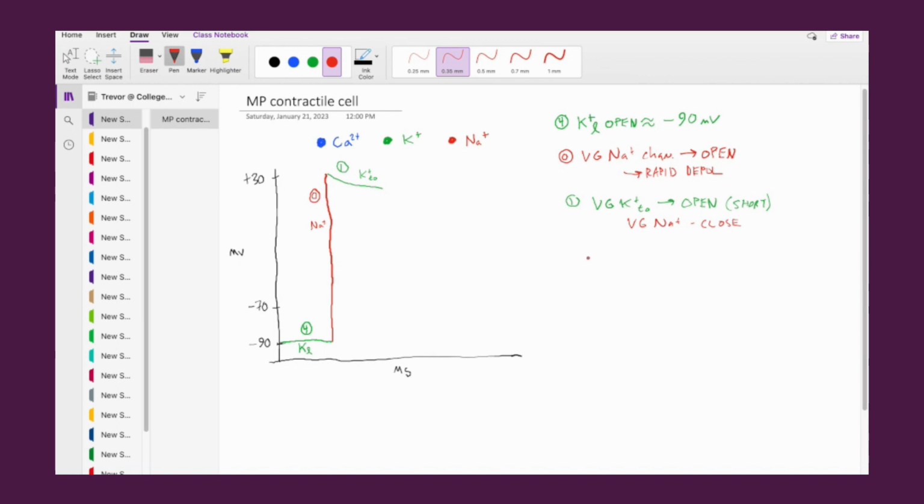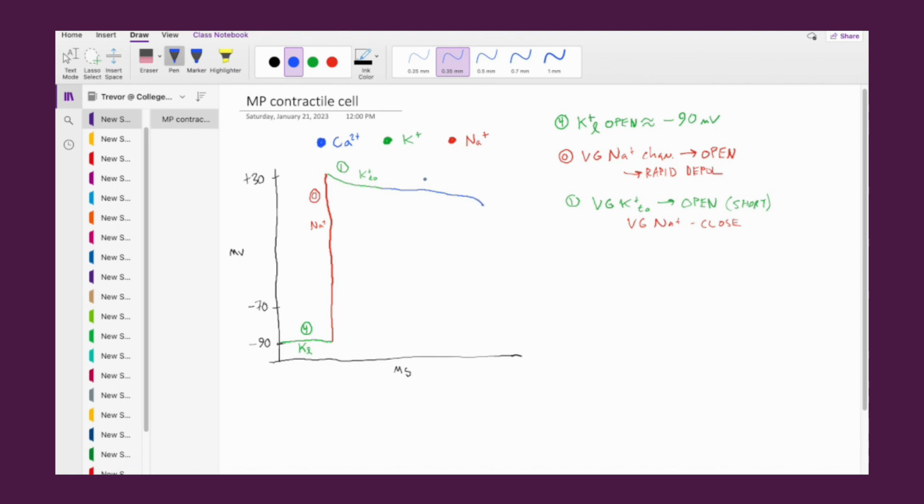All right, next we have a calcium channel. It's the first time we've looked at those here today. And this is going to be event 2. And here, we're going to have just this plateau.